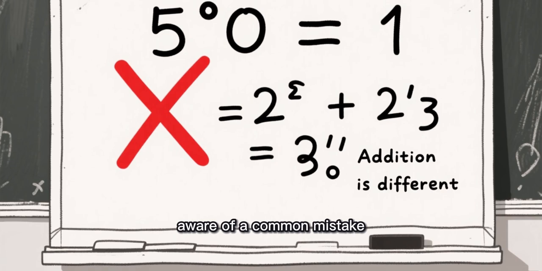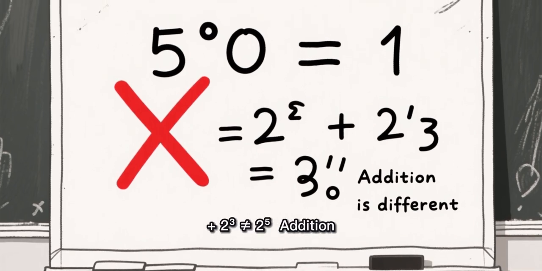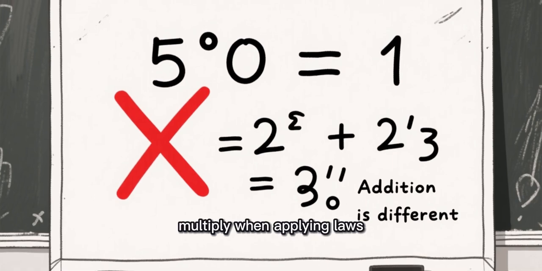Be aware of a common mistake. Don't do this: 2^3 plus 2^2 does not equal 2^5. Addition is different, only multiply when applying these laws.